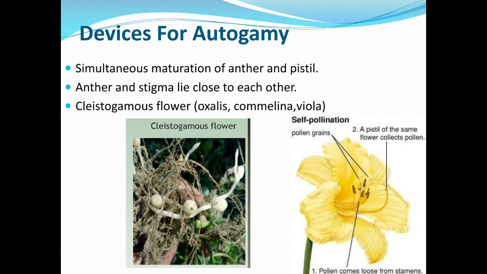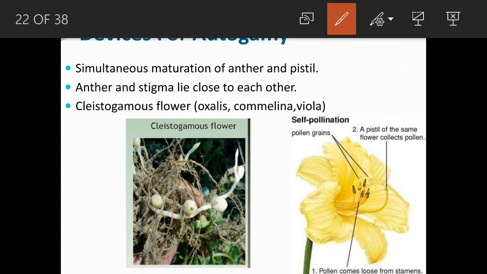Now the male gametophyte is formed, the female gametophyte is formed. The male gametophyte has to reach the female gametophyte for fertilization, and the process by which it reaches is known as pollination. So the next step is pollination. First of all, we should know what pollination is. Pollination means transfer of pollen grains from the anther to the stigma.